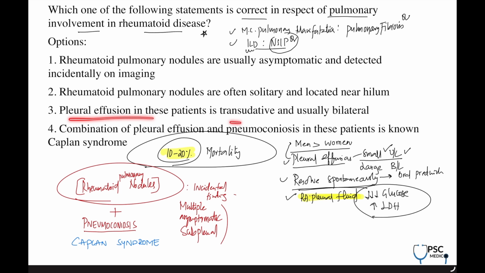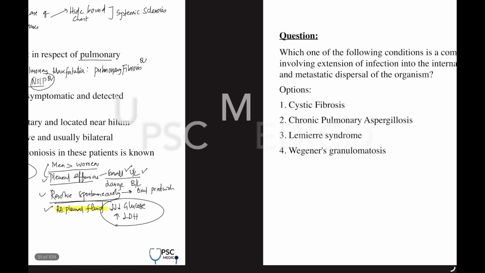Pleural effusion in these patients is transient and usually bilateral. No, pleural effusion is usually small and unilateral and it is exudative, as I told you. Rheumatoid disease or any connective disease, you'll see exudative pleural effusion. So this is wrong. Combination of pleural effusion and pneumoconiosis is no. Combination of rheumatoid nodule plus pneumoconiosis is known as Kaplan syndrome. Little confusing. So the correct answer here is option 1.